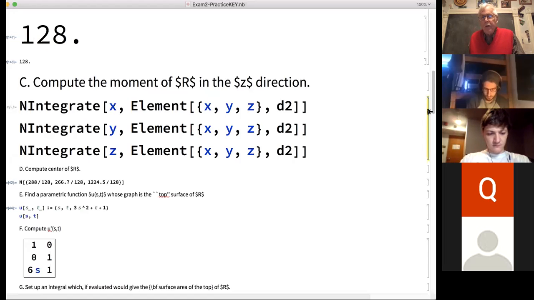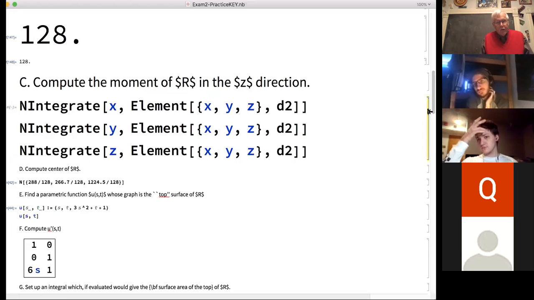So if you want the moment in the x direction, you integrate x. If you want the moment in the y direction, you integrate y. If you want the volume, you integrate 1. If you want the moment in the z direction, you integrate z. And so these are triple integrals that we're doing because we've got 3 variables.